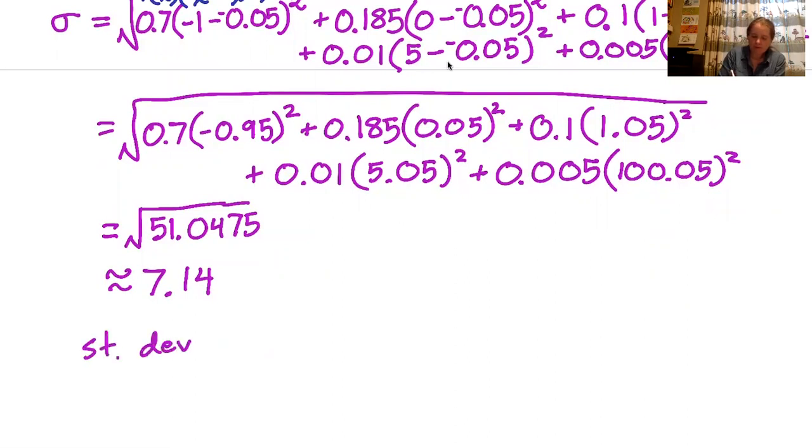So our standard deviation is $7.14. The reason the standard deviation is so large is because we do have that $100 that was very far away from our expected value. So that's the mean and standard deviation of a probability distribution.